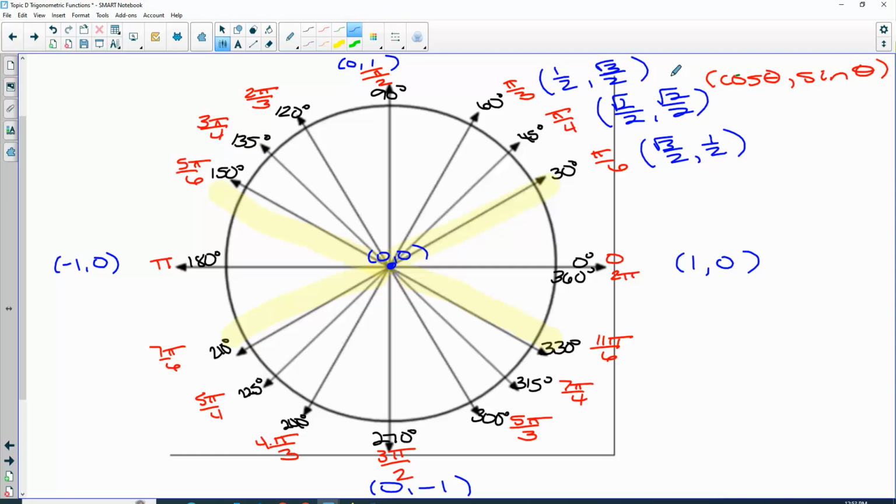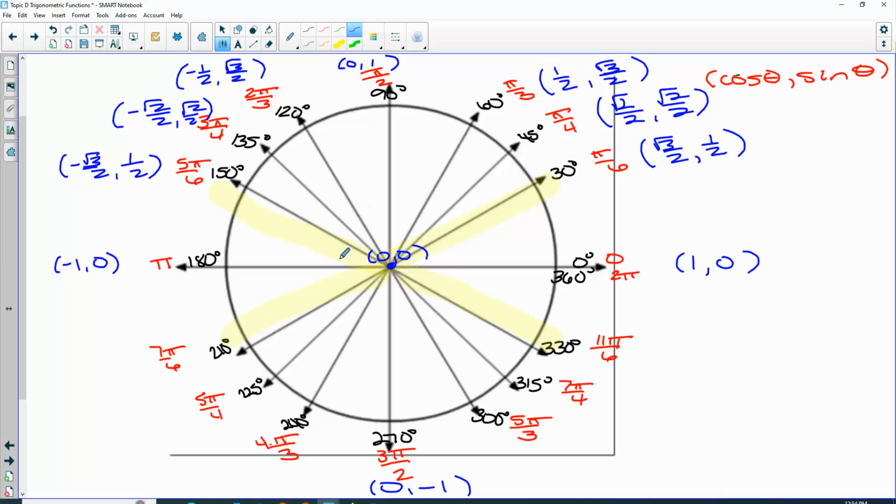then the rest of them, we just think about the quadrants. If you are in the second quadrant, what would be true? X is negative. So you use the same ordered pairs for your reference angles, but the x is negative. Negative radical 3 over 2, 1 half. Negative radical 2 over 2, positive radical 2 over 2. 1 half.